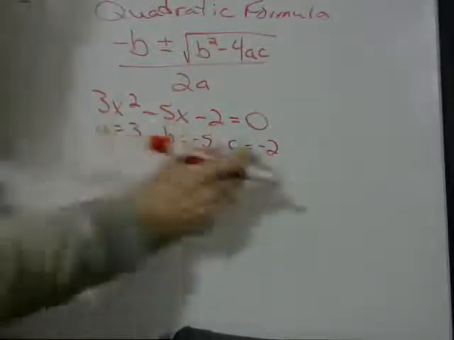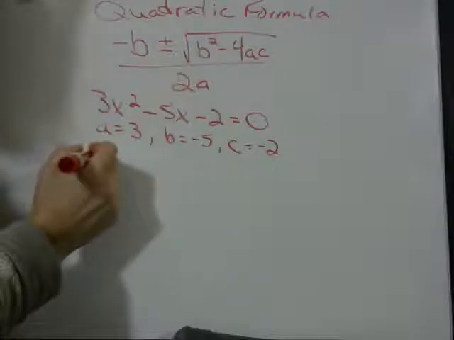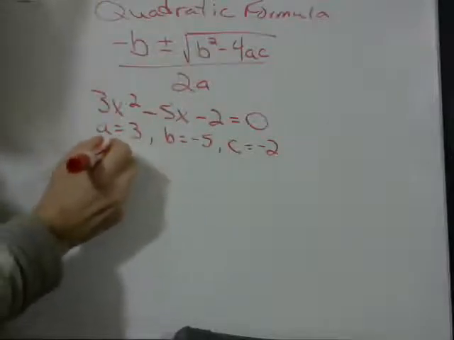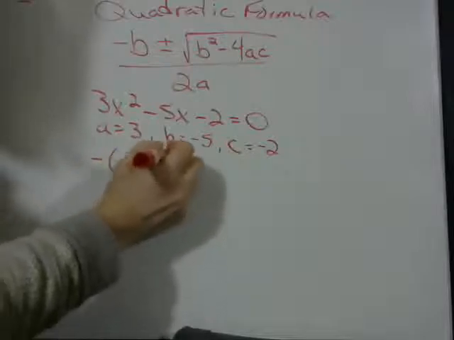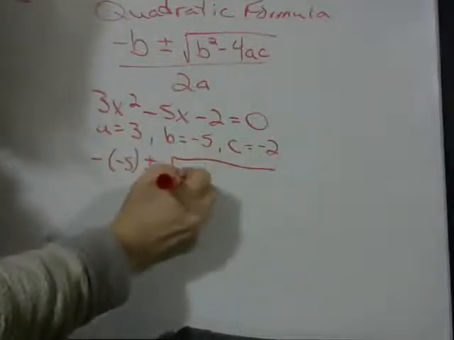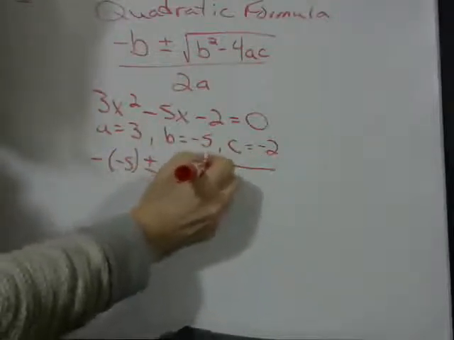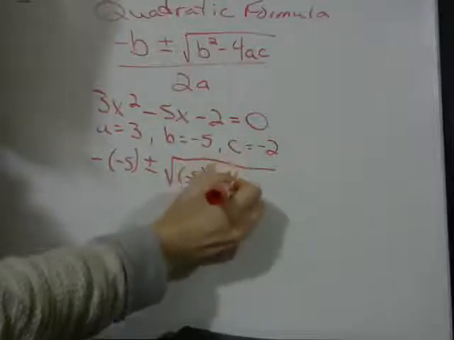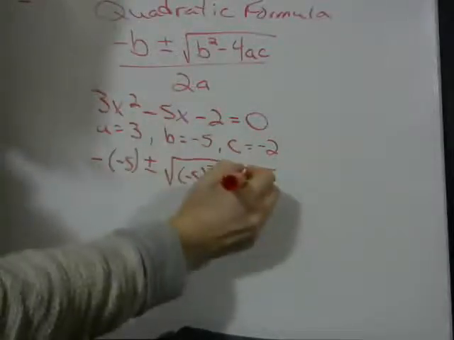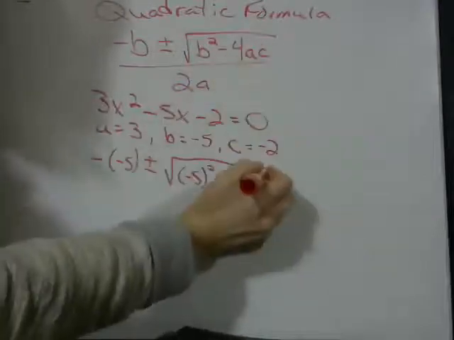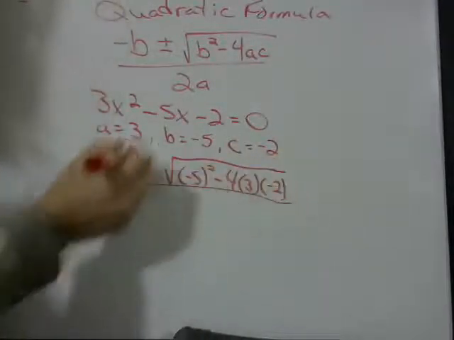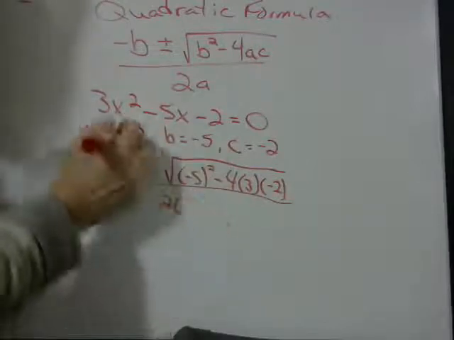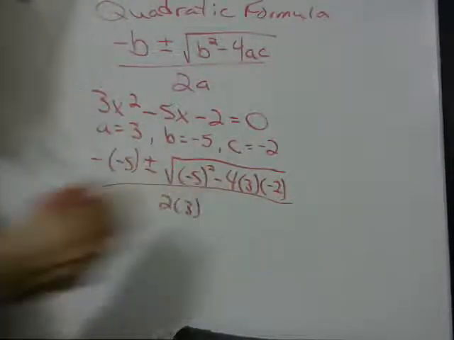Okay, then we're just going to plug this into the formula. Negative B, so negative 5 plus or minus the square root of B squared, which is negative 5 squared, minus 4 times A, which is 3, times c, which is negative 2, all divided by 2 times a, which was 3.